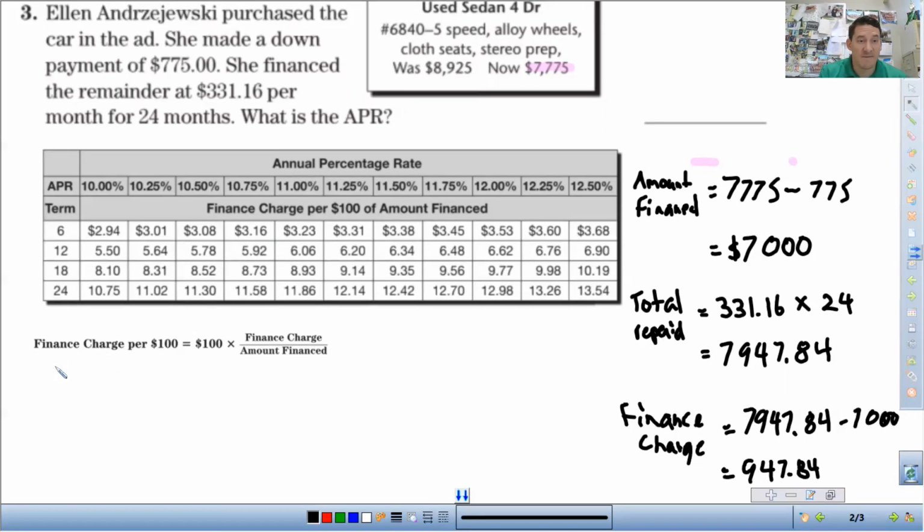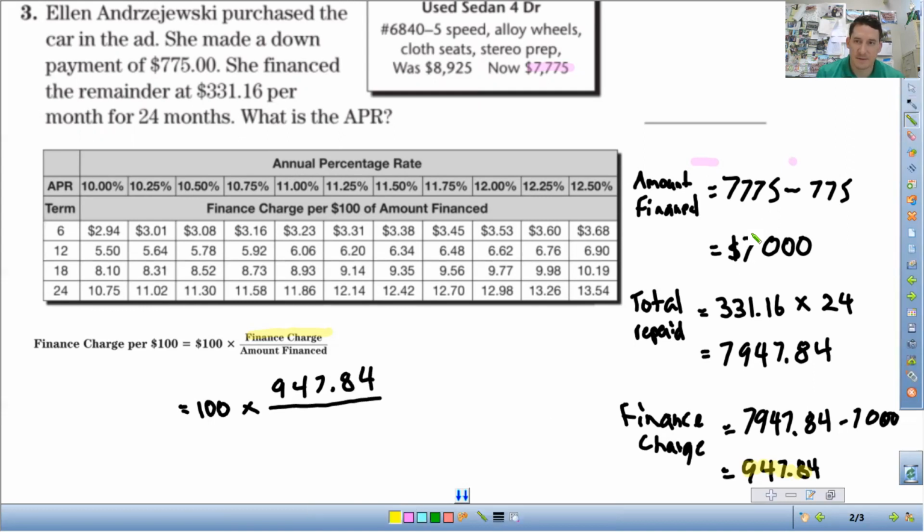Here we're going to calculate out the finance charge per $100, and once we have that, we can use that in this table to find the APR. All right. So for the $100, it's always going to be 100 times the finance charge. So we found that over here. So that's going to be $947.84 divided by the amount financed. So that's 7,000. That's going to be on the bottom here.